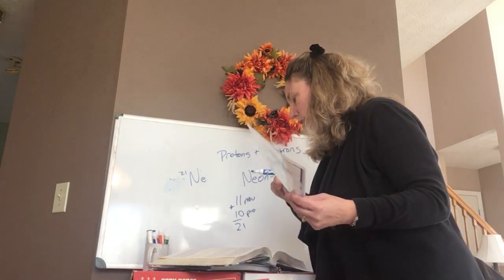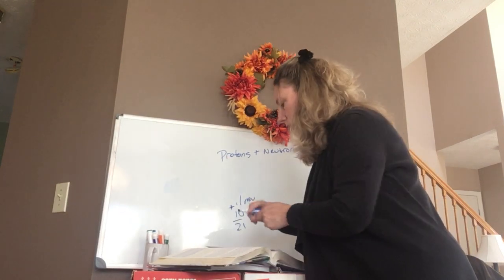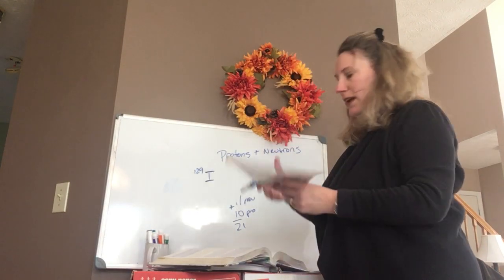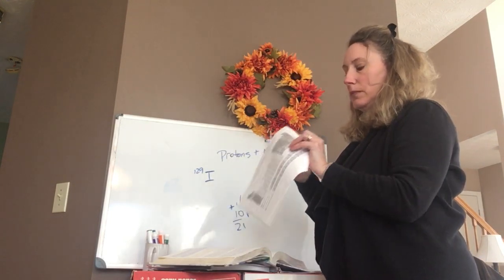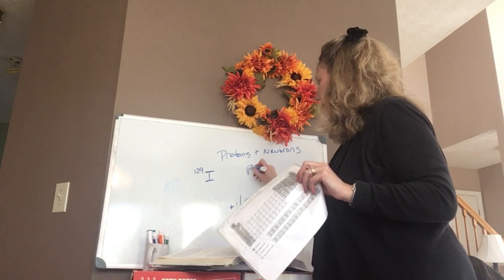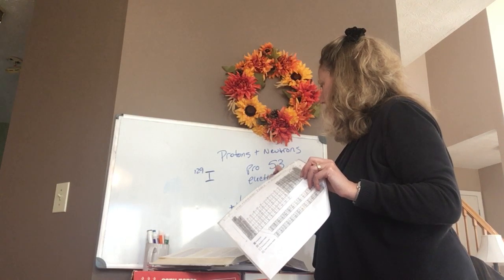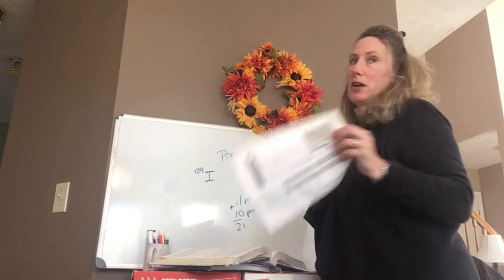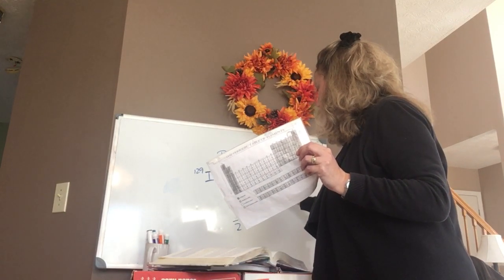All right, so how many protons, electrons, and neutrons make up the 129 I atom? Now I have to find I on here. That's iodine. Anybody find it? 53. So how many protons do I have? 53. How many electrons do I have? 53. If they don't say that there's a charge on it, you can assume that the protons and electrons are the same. So how many neutrons do I have?